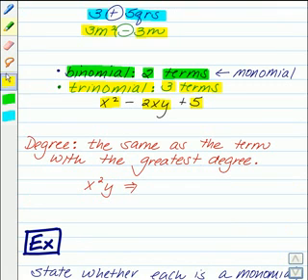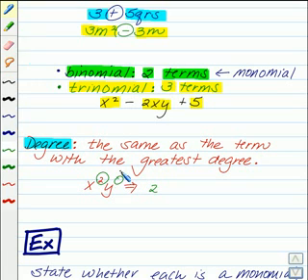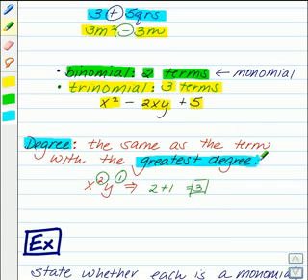Now we can also find the degree of monomials. It's the same as the term with the greatest degree. To find the degree of one of the terms, you take a look at their exponents. So, x squared y, we've got an exponent of 2, and an invisible exponent of 1. It should have a 1 there, so we add the exponents. 2 plus 1 is 3. So the degree of this monomial is 3. To find the degree of a polynomial, we find the degree of each monomial, and we take the one with the greatest degree, and that will be the degree of the entire polynomial.